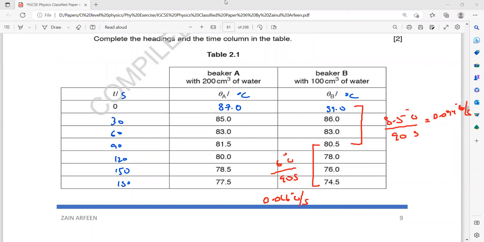So as you can see, the rate of cooling is also not constant. In the beginning, when the temperature of the water is higher, it cools down faster. But when the temperature of the water decreases, the rate of cooling also decreases. It means when the liquid is hot, it will show a greater change in temperature in the same time interval as compared to a liquid which is at lower temperature.